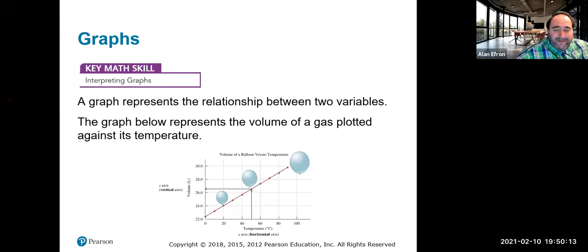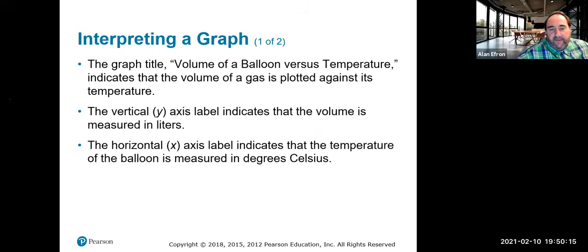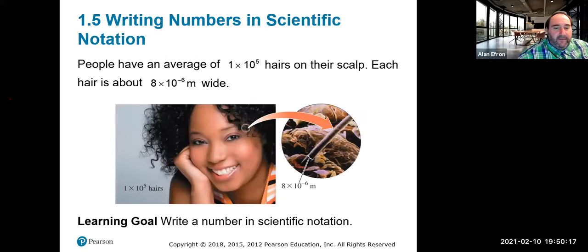Graphs, we probably honestly won't be doing too much graphing in here, I don't think, but it does talk a little bit about graphs and how to interpret graphs. But again, we probably won't be doing too much with that.